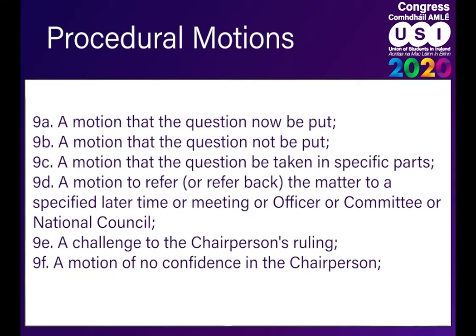Procedure 9F is a motion of no confidence in the chairperson. Whilst everyone makes mistakes, if you think the chairperson has made a serious enough error for them to no longer chair the meeting, this is the procedure to move. If this happens, the deputy chair will take control of the meeting. The chairperson will have an opportunity to defend their actions. There will then be a vote. If the majority decides the chair is to go, the chair will cease chairing the session.